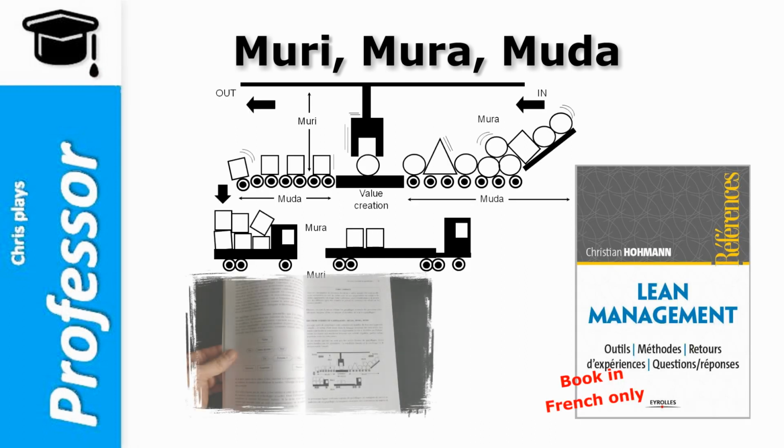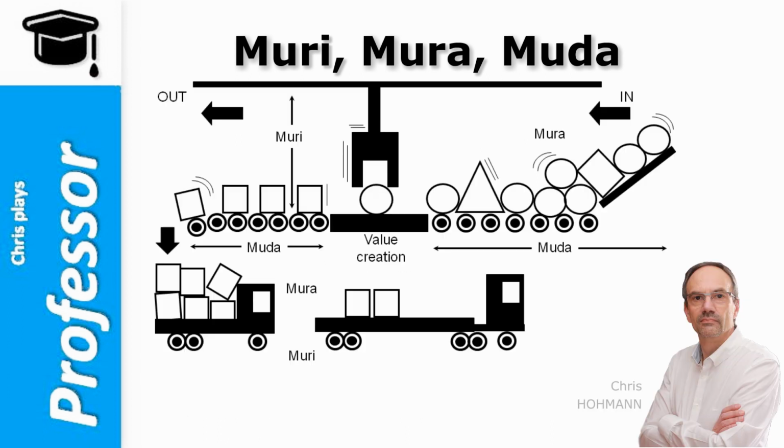For these explanations about lean waste, I will use a picture from my book Lean Management. The picture shows a production process transforming raw material entering from the right into finished goods, exiting from the left for shipment to customers. This picture is quite dense as it explains the three types of waste, Muri, mura, and muda, as well as the value creation step in a single picture.